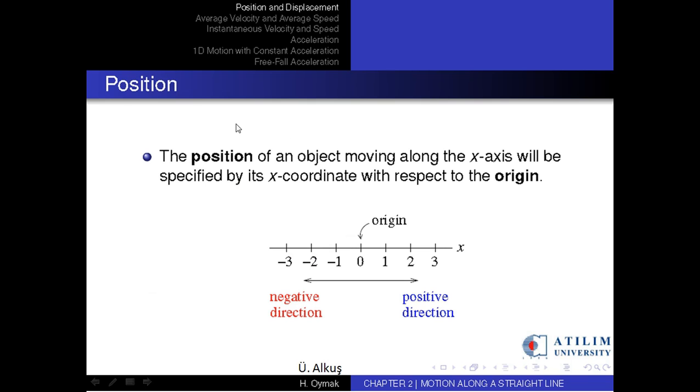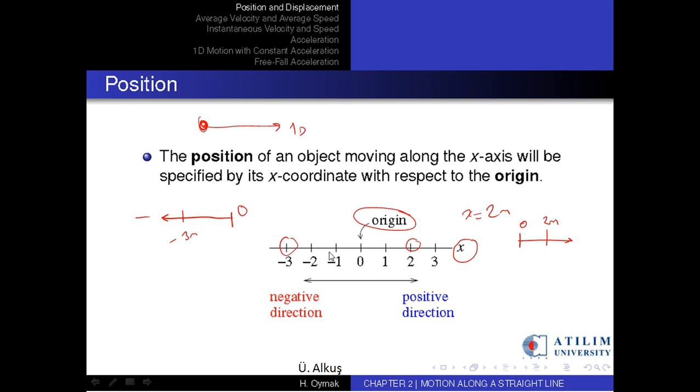Consider an object which undergoes a one-dimensional motion along the x-axis shown in this figure. The position of the object is given by its x-coordinate with respect to the origin. Then, if the object is said to be located at x equals 2 meters, we understand it is 2 meters in the positive direction from the origin. If it is at x equals minus 3 meters, this time it is 3 meters in the negative direction from the origin.